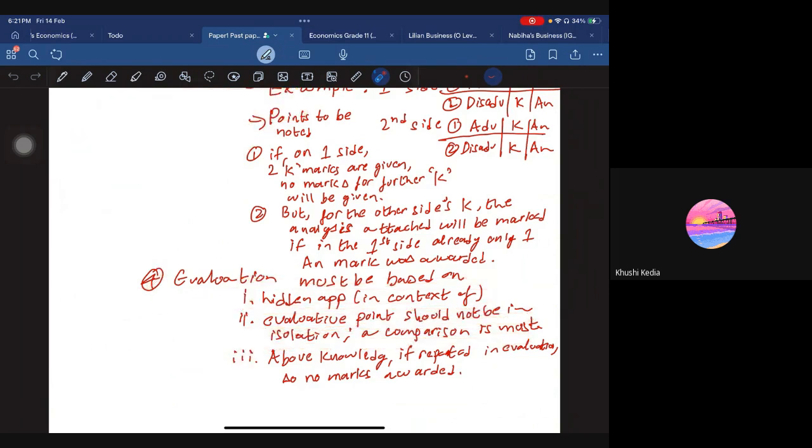And then the last thing, above knowledge, if repeated in evaluation, no marks are awarded, because you have just written the same thing that you have written in the analysis. Do not do that. Give a new point, but a new point doesn't mean that the point is out of the world. It should be in comparison to both of the scenarios, right?